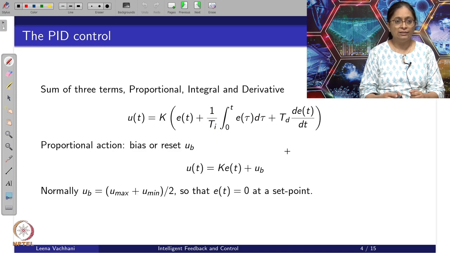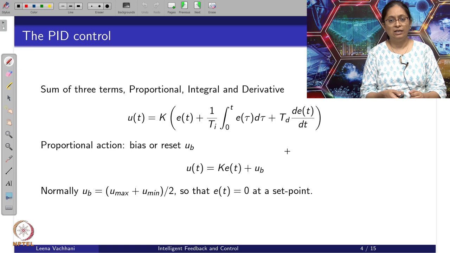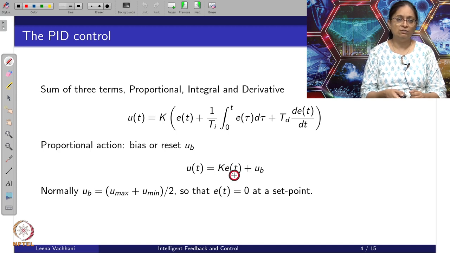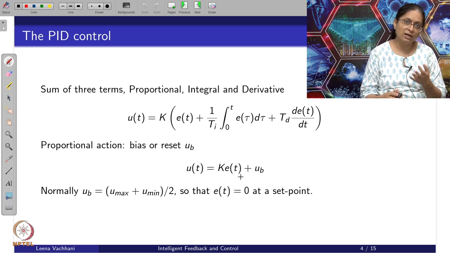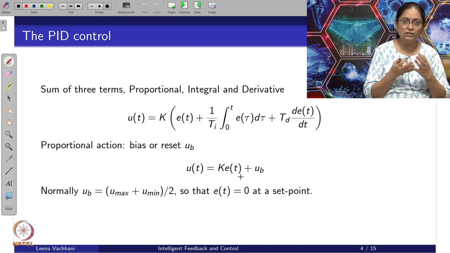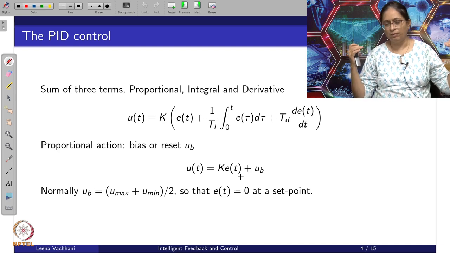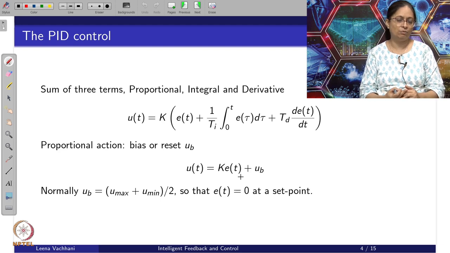Now, let us consider the proportional action. What happens in the case of proportional action is that if it is just k times e of t, then the error is never able to be 0, because if the error is 0, then u of t is 0. Our desired outcome is that the error should be 0, because this is where the output signal is equal to the set point value. This is exact following of the set point that is given, and exactly what I am getting as an output.